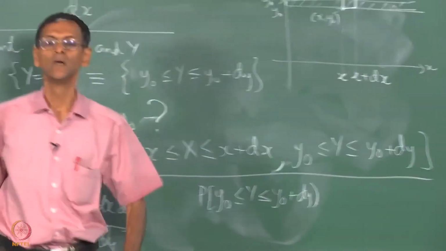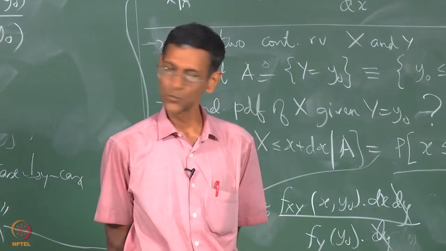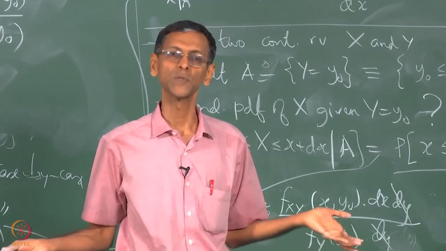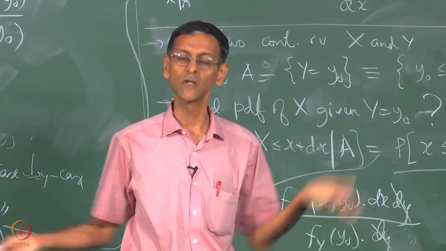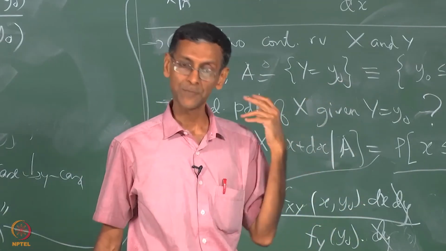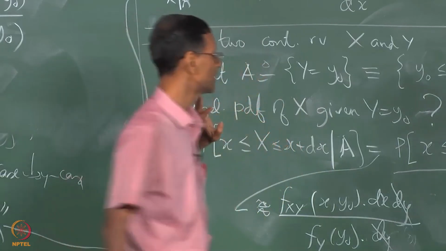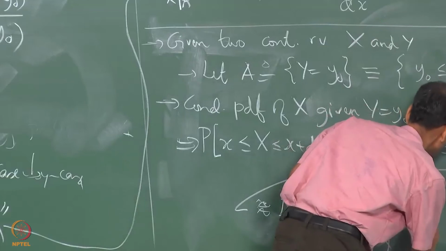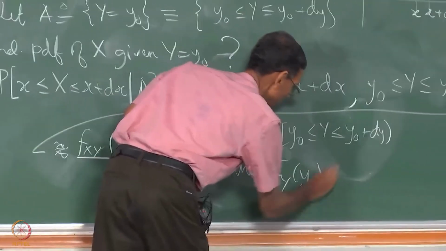You cannot condition on y naught if y naught is not in the range of capital Y. It makes no sense, right. It is well and truly impossible. If you have a uniform random number generated between 0 and 1, you can't ask for y equal to 2. It makes no sense absolutely, and such things should never be done. So we assume that f_Y of y naught is strictly positive.